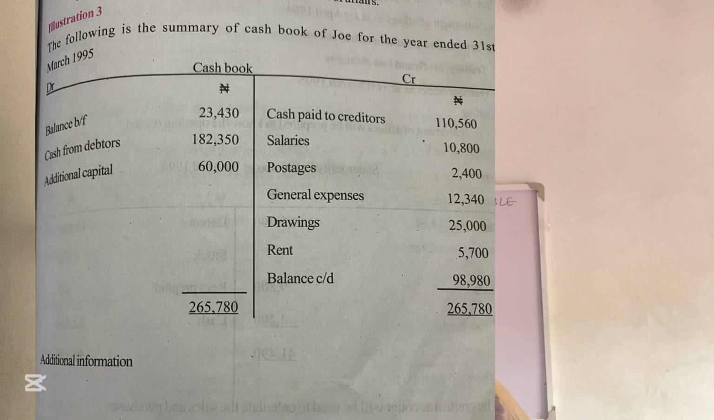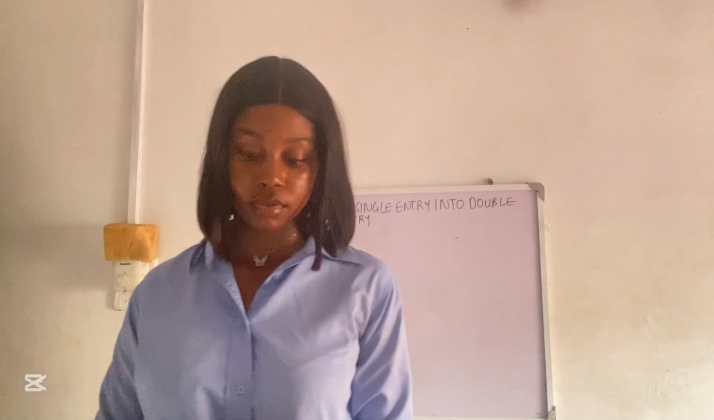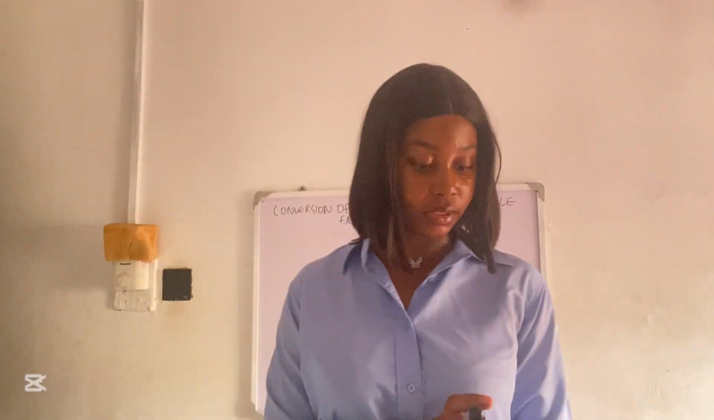Okay, this is the cash book. Balance brought forward 23,430. Cash from debtors, cash paid to creditors. This is just like the cash book. Okay, so these are our additional information.